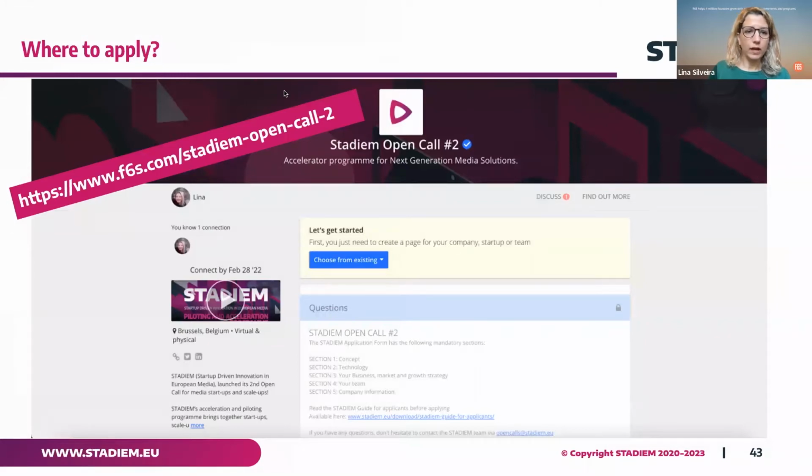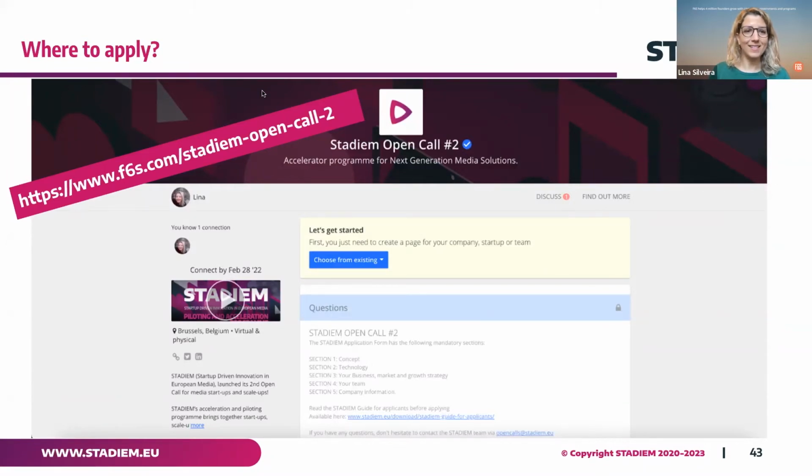Where you have the F6S platform, as I was saying, where you have all the information. You can provide all the information through that platform, namely about the concepts, the technology, the business, the team, and all the company information, namely the documents we were talking about that need to be submitted. And for any information you need, you also have the proper channels to request it.